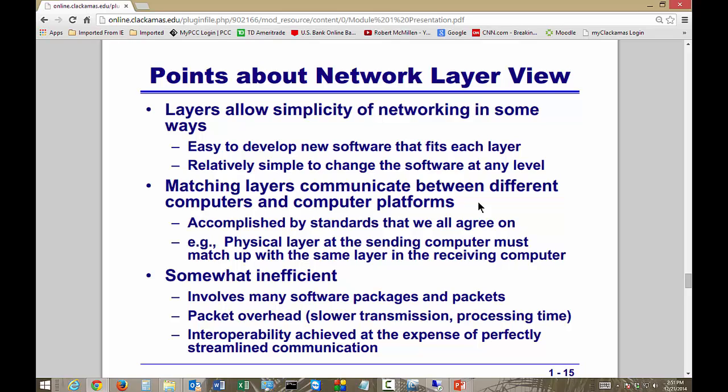So matching layers communicate between different computers and computer platforms, so you don't have to have the same brand of computer, which was the problem when the internet was first trying to be developed. Everybody had their own standards. Now we don't have to worry about that. Although there are some drawbacks, it involves many software packages and packets. There's a lot of overhead, so things run slowly, but in general, it does work pretty well.